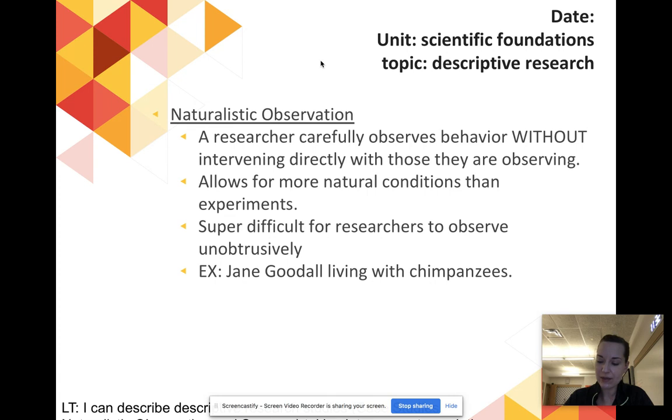So a famous example of this from history would be Jane Goodall. You might not know who she is, but she's an anthropologist. She's awesome. And she lived with chimpanzees for a really long time. So she was doing naturalistic observation because they were in their environment, their normal environment, but she also was really involved with them, so she wasn't necessarily following that tenet of it. All right.